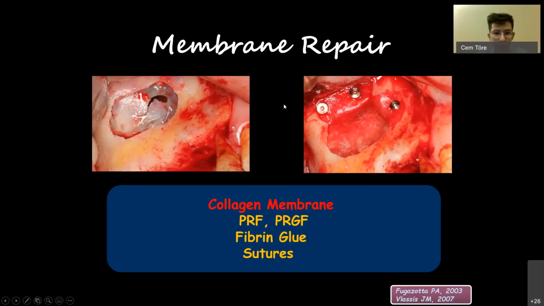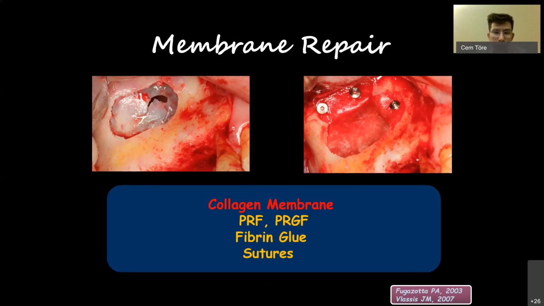Okay, this part is a little important. When you see a perforation like this, you have a few options. You can lift the Schneiderian membrane, place a collagen membrane on top of the perforation, and then go on with your business as usual. You can place a PRF membrane on top. You can use a fibrin glue to make the ends meet and glue the pieces together.